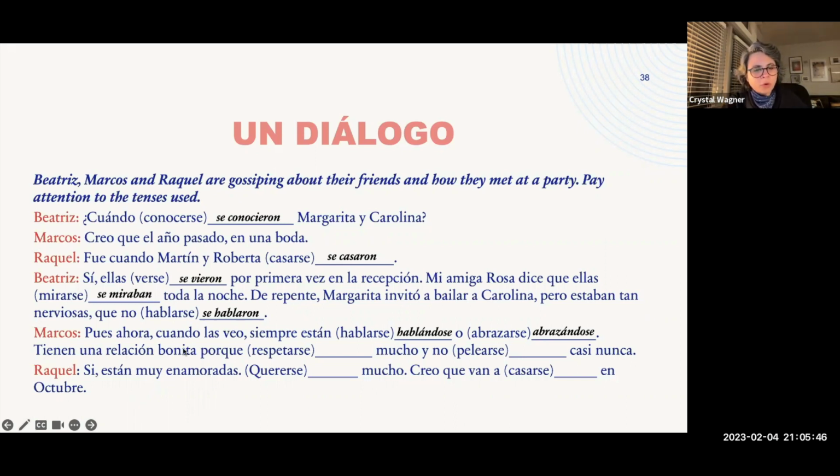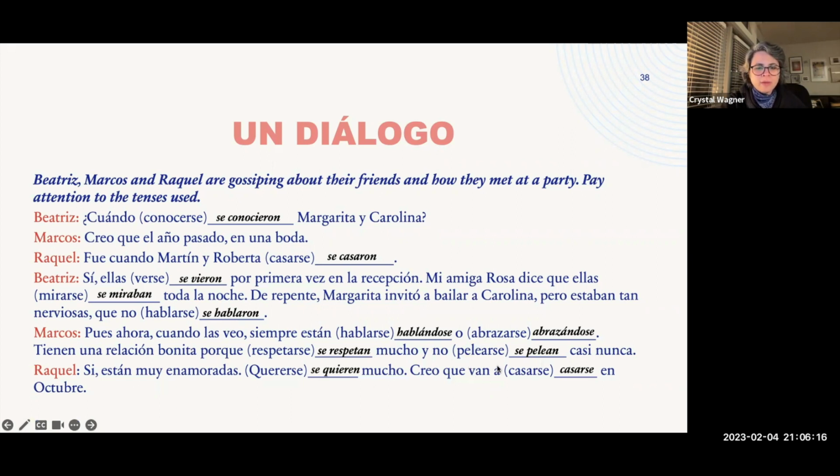Tienen una relación bonita porque se respetan mucho y no se pelean casi nunca. So they have a beautiful relationship, or a very nice relationship, because they respect each other and they don't fight often, or almost never, if we're being literal. Raquel, sí, están muy enamoradas. Se quieren mucho. Creo que van a casarse en octubre.